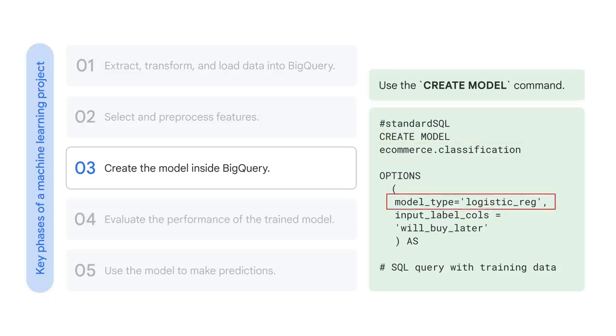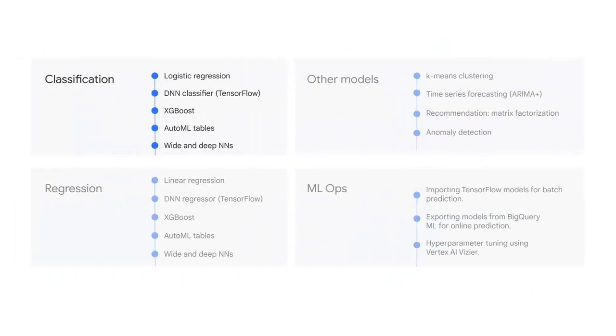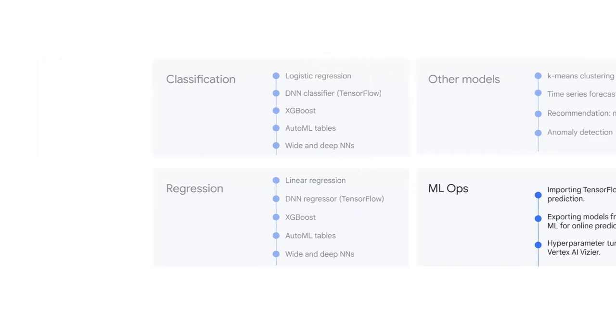That's right. A logistic regression model is the answer because you are solving a classification problem. Other than the logistic regression model, BigQuery ML supports other popular ML models, including regression models such as linear regression, and other models such as k-means clustering and time series forecasting models. In addition to providing different types of machine learning models, BigQuery ML supports MLOps, machine learning operations.